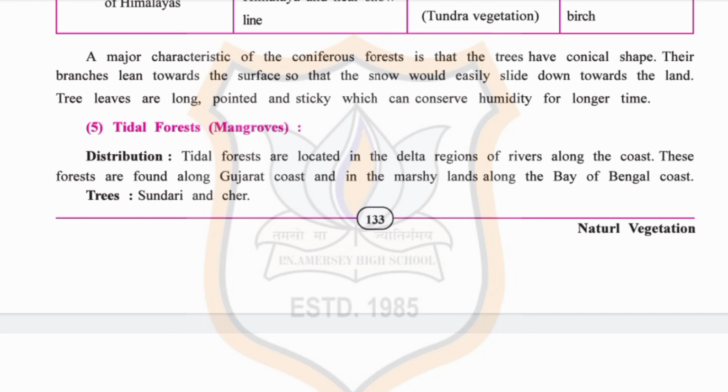Now the fifth one is tidal forest, that is mangroves. Distribution. Tidal forests are located in the delta regions of rivers along the coast. These forests are found along Gujarat coast and in the marshy lands along the Bay of Bengal coast. Trees here are Sundari and Cheer.